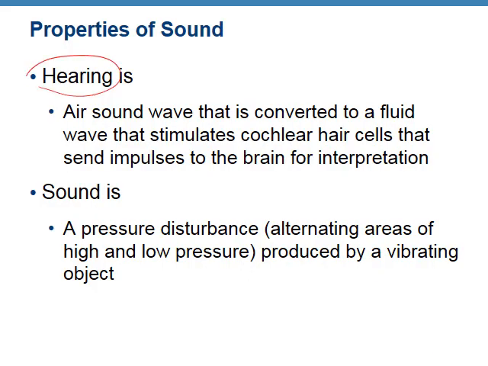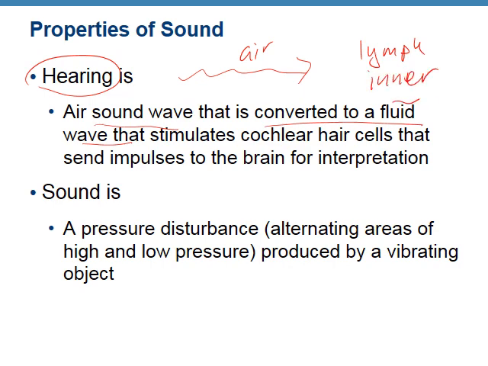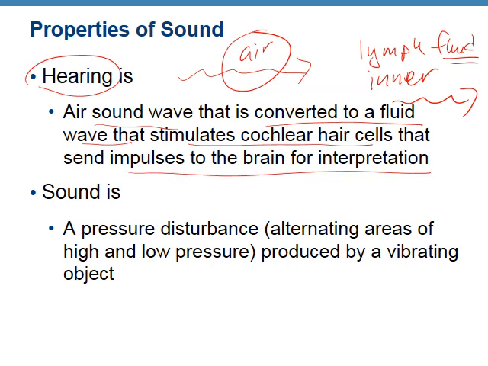Basic properties of sound. What is hearing? This is when an air sound wave is converted into a fluid wave. So we take the air waves, and we're eventually going to cause that lymph in the inner ear to move, right? So we took air and we're turning it into fluid movement. It's going to stimulate the cochlear hair cells and send impulses to the brain.